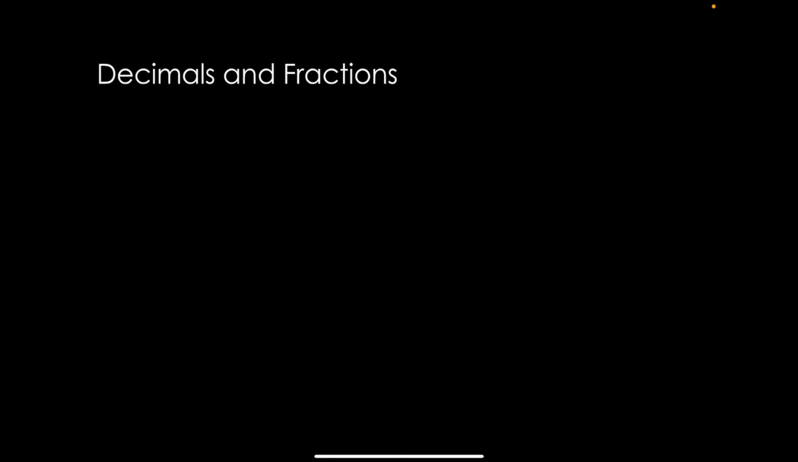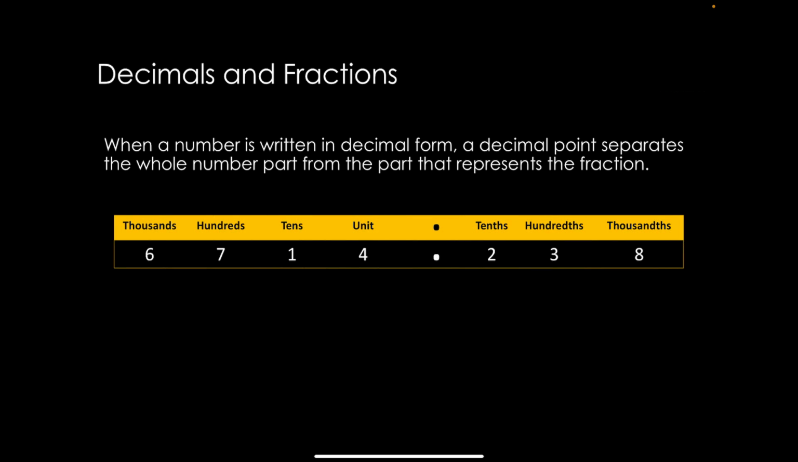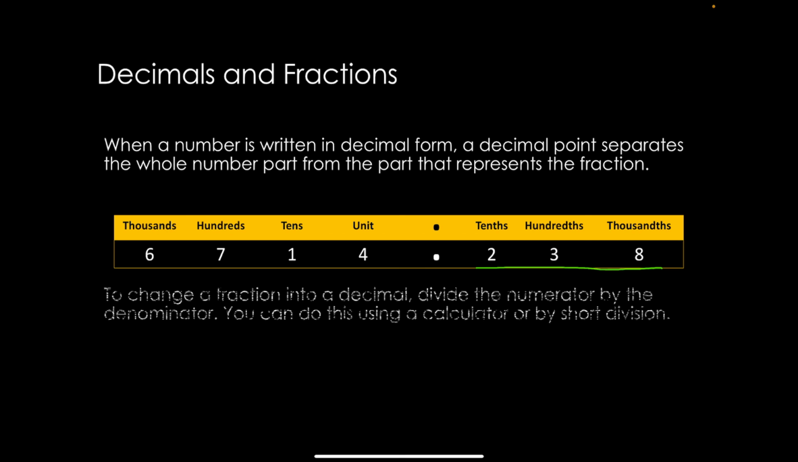Okay, so we're just going to finish off with some understanding of decimals. So how to write a fraction as a decimal and vice versa. When a number is written in decimal form, a decimal point separates the whole number part from the part that represents the fraction. I know we've already done this a little bit before, but if you look at this number, 6,714.238, it's saying that you've got 6,714 whole ones, and then this is the part of a number, a fraction of a number, okay?